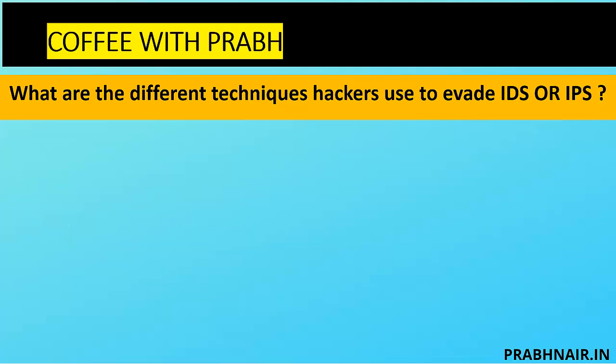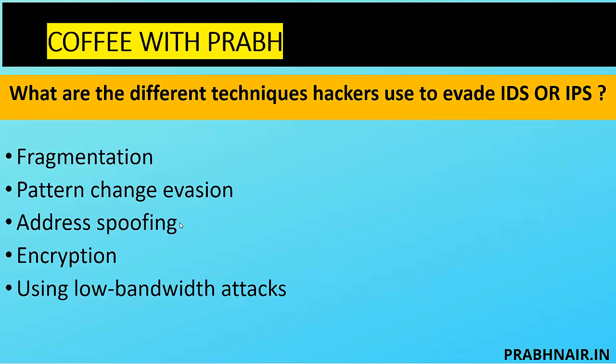Okay, can you tell me the different techniques hackers use to bypass the IDS? Yes, so we have different types of techniques. The first is called fragmentation. Fragmentation, according to OSI, happens on the network layer. So the attacker evades the IPS and IDS by sending fragmented packets. What is a fragmented packet? Suppose we have a NIPS here.